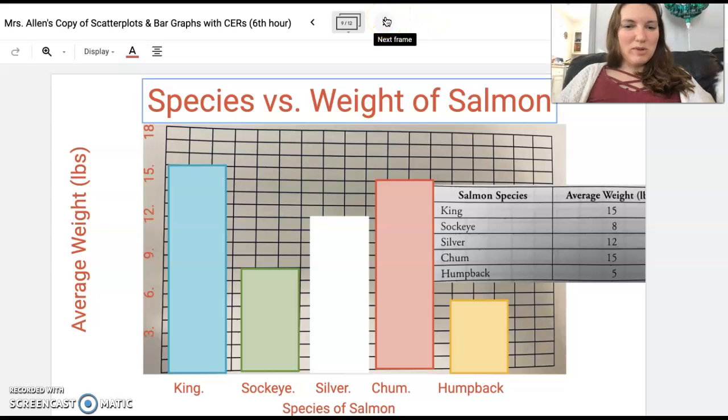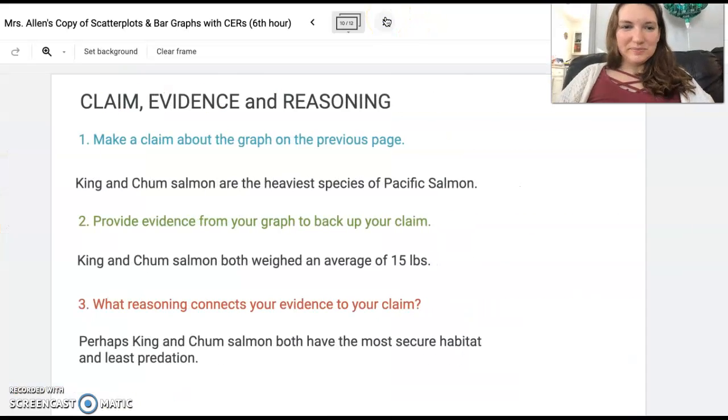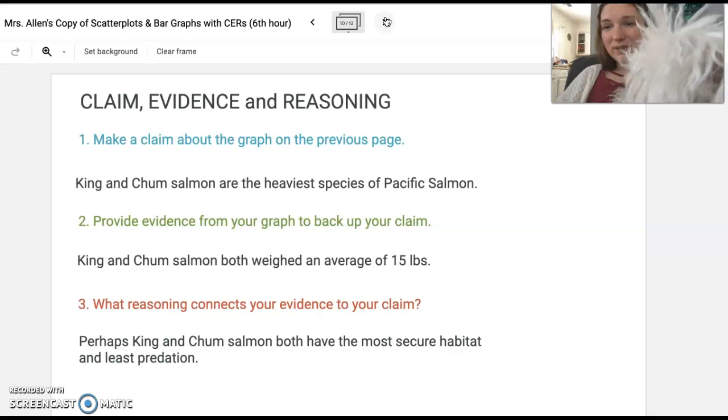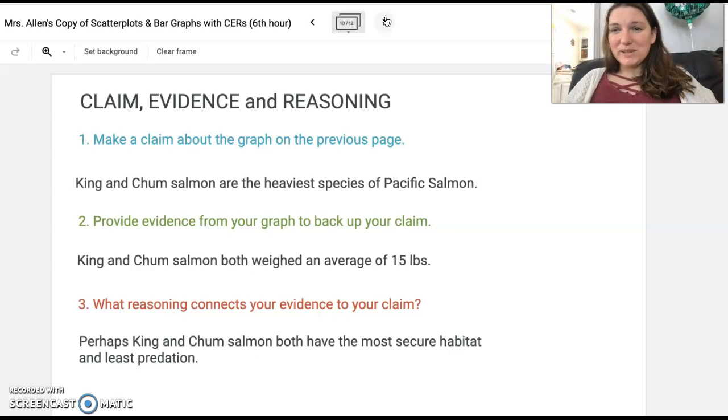That just is really important for making it look nice and easy to read. Okay, claim, evidence, reasoning. This is really important. This is a big part of everything we're learning in this unit, and we're going to keep coming back to it, because I think it's a really important thing to know how to do good science writing in this way.